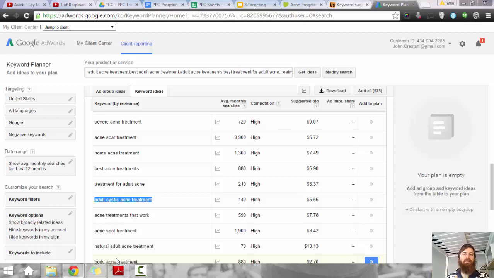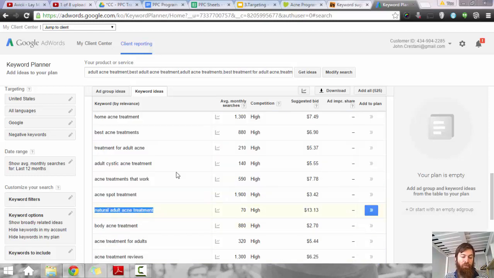Why does it matter that it's more specific? Well, I can write more specific ad copy to cystic acne treatment than I can for adult acne treatment. Maybe adult acne is broader and cystic acne is more specific. That's what I'm guessing, at least. And if I'm right, then if you write more targeted ad copy to that cystic acne person, you're going to get more people clicking on your ads. You're going to get lower cost per click, and you're going to get higher conversion rates, hopefully, if all works out. Natural adult acne treatment.